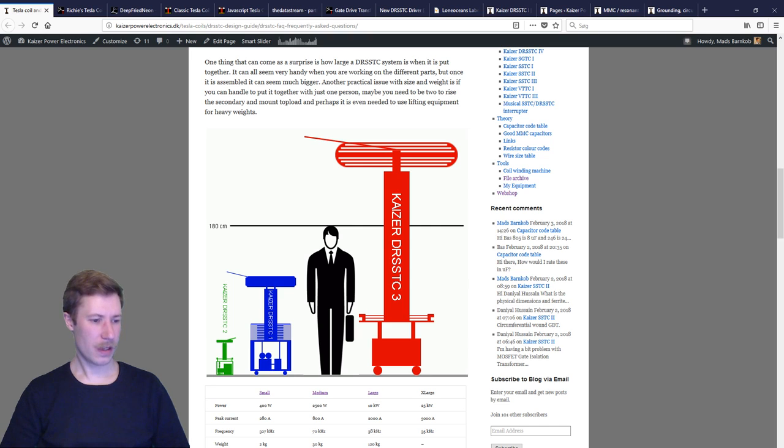Let's see. Ilya says, yeah, most of the basic electronic components are made in China. That's why it's usually pretty safe to buy semiconductor components from China eBay. With caps, one should take more caution, maybe.